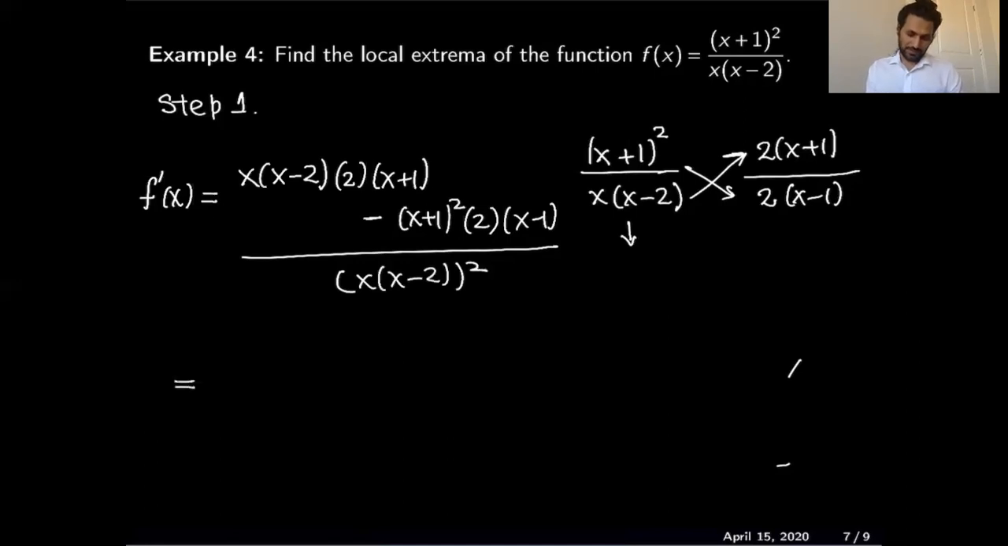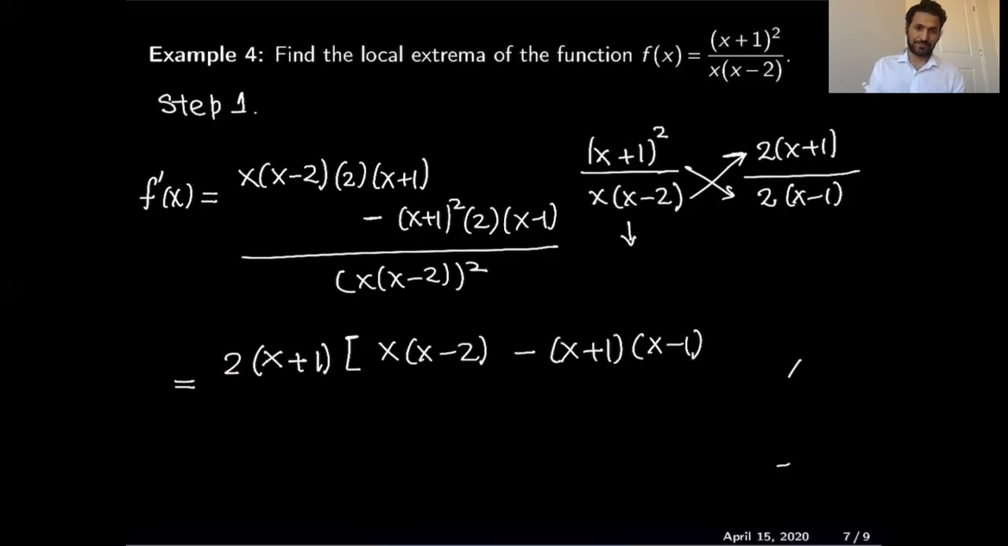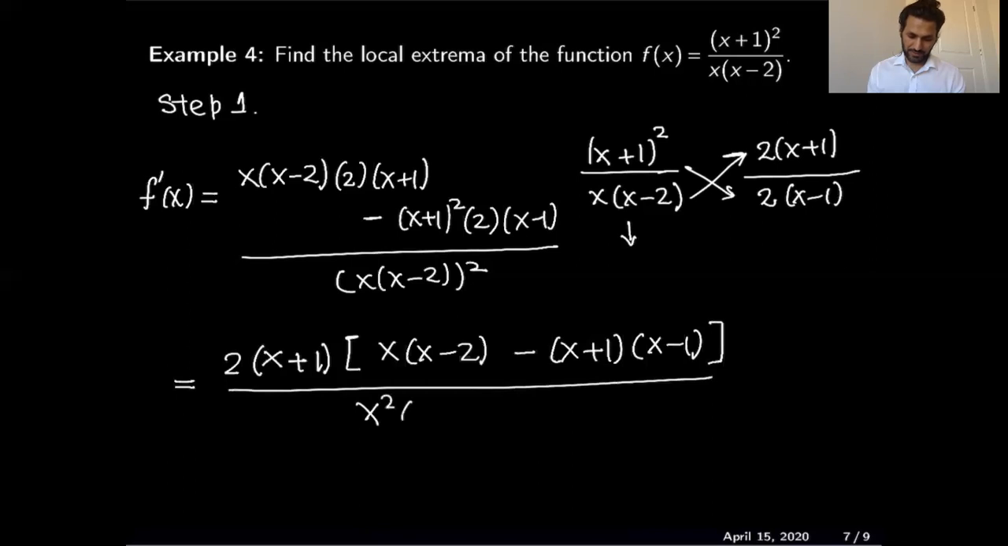Now let's see the common factor. I see 2 is common and I also see x plus 1 is common. So I will pull out the common factor. So I will be left with x minus 2 times 2x plus 1, minus x plus 1 times 2x minus 1, in parentheses here, divided by x squared, x minus 2 squared.